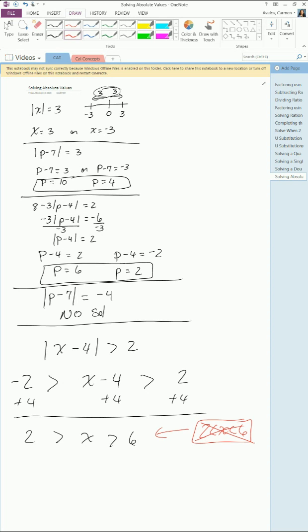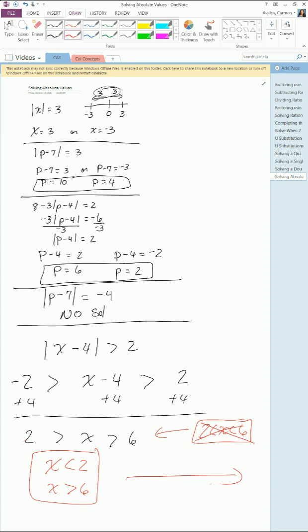So what you have to do is write it separately. Also remember that the 2 and the 6 have to go from smallest number to biggest number. That is correct there, but what's not correct is the inequalities. So you have to write it in two separate equations. So it has to be x is less than 2, and then x is greater than 6. So that is your answer.